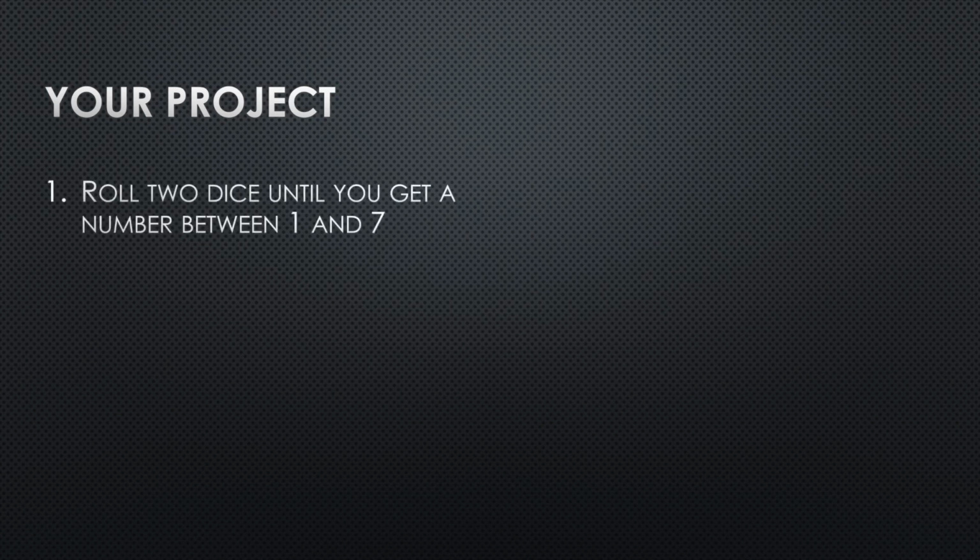Now let's talk about your project. So the very first thing you'll need to do is come to me and get 2 dice, or raise your hand and I'll come to you. And I want you to roll the dice until you get a number between 1 and 7. So if on your first roll you get a 4 on one and a 1 on the other, you've rolled a 5, you stop. That's the number you get, number 5.